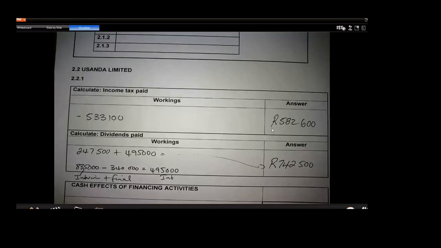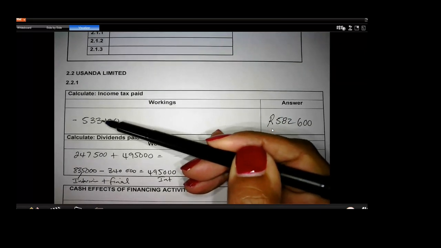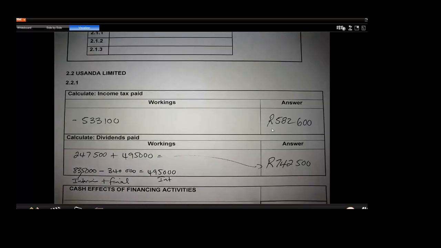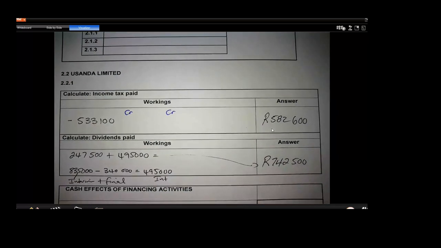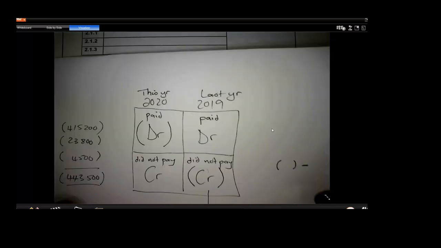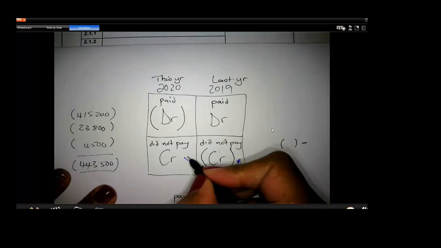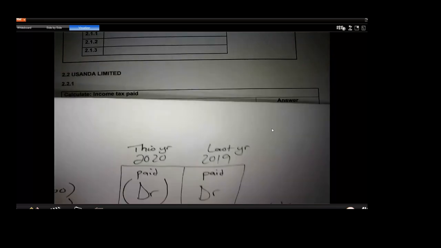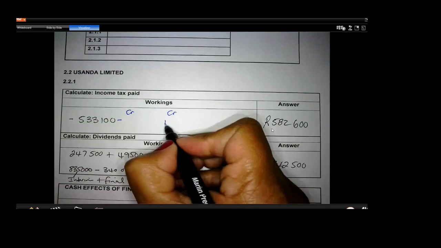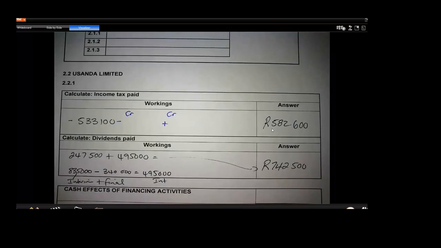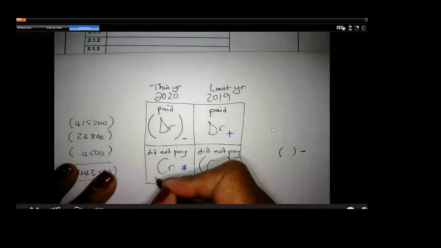So this is how I do it. I always start my income tax with a negative, okay, because it's an expense, so it's a natural outflow. Now I figure out that both are credit. Okay, so I write that there, both are credit. Now, how do I deal with the credit based on my grid? Okay, last year it's a credit, so it's going to be an outflow. This year it's a credit, so it's not going to be an outflow. So what I'm going to do is, because an outflow is a minus, I'm going to subtract my first credit and I'm going to add my second credit. So the same way you look at it in terms of outflow, those are minuses and those are pluses.